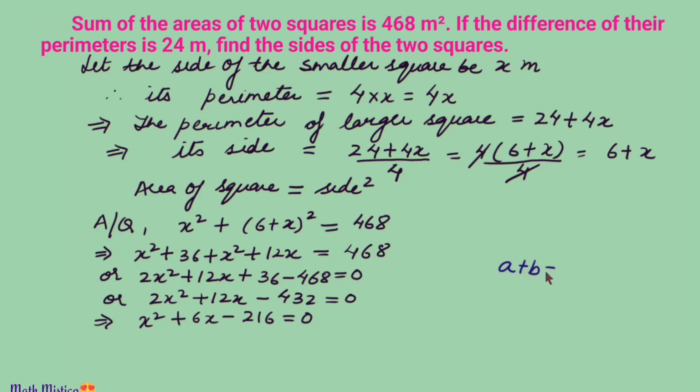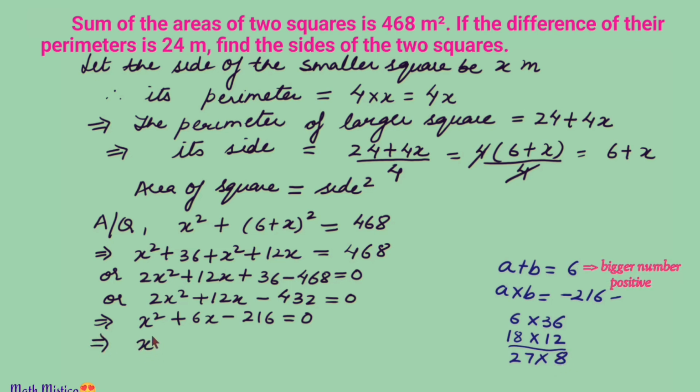Here a plus b is 6 and a into b is minus 216. Negative product means we have to subtract the two numbers. So 18 and 12 are the numbers whose difference will be 6.